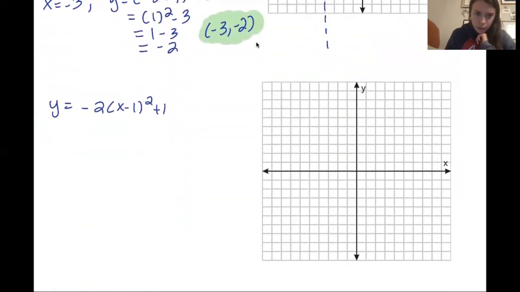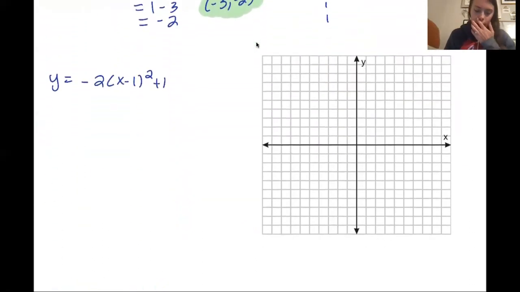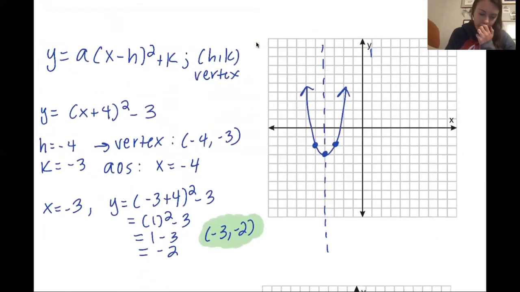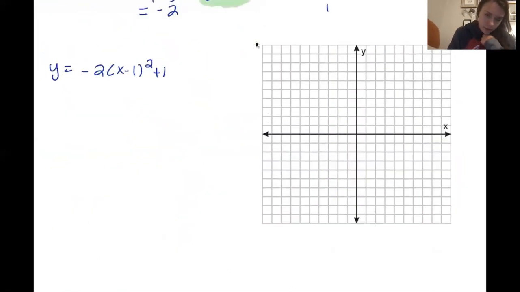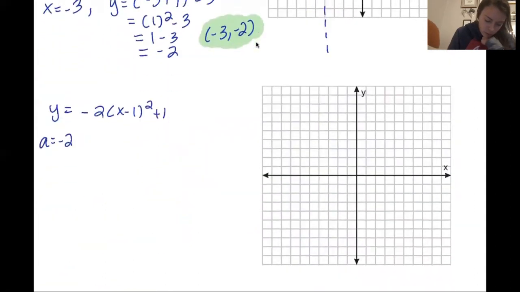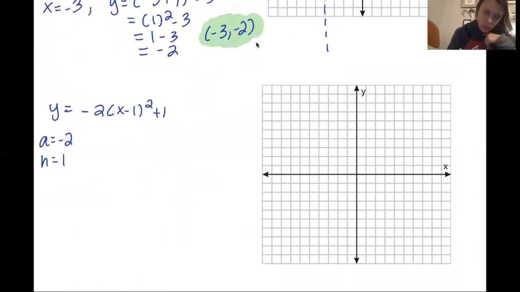This next one is really similar. The only difference is that for this first one, our a value, what was in front of the parentheses, was just a 1. This time our a value is going to be -2. So a equals -2. Our h value is 1 because it's the opposite of what's in the parentheses. So we see a -1 in the parentheses, so it's just the opposite. And then k equals 1.